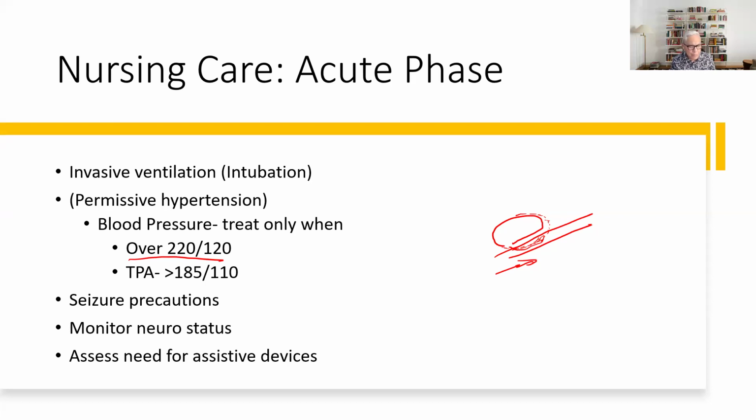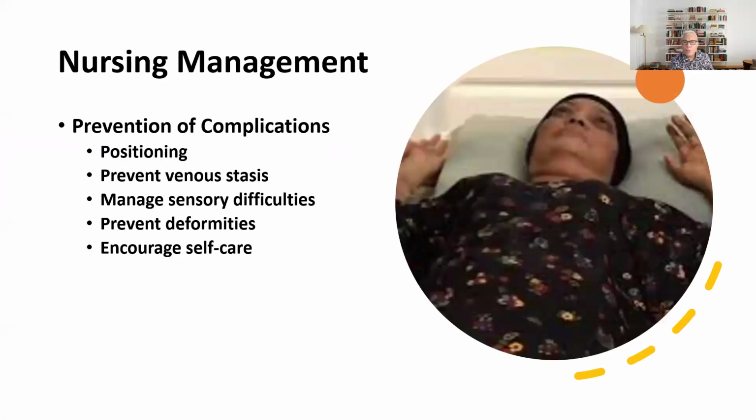Seizures are going to be a common complication of brain injury, and therefore seizure precautions have got to always be instituted, and continuous monitoring of the neurological status is going to be imperative. And we also need to assess for the need for assistive devices. So I'm going to talk about assistive devices in a little bit. So let's go to the most important things over here, which are the nursing management.